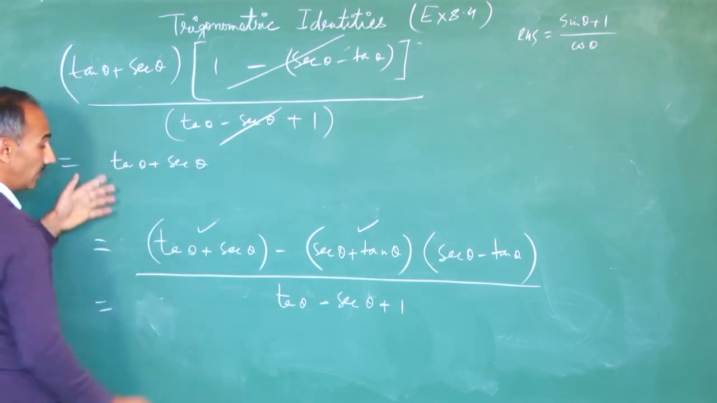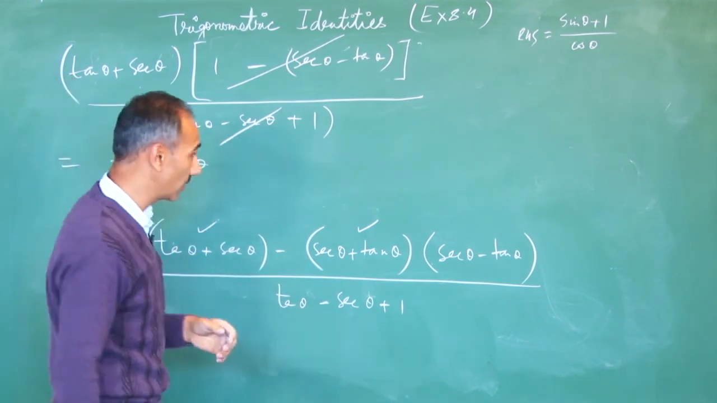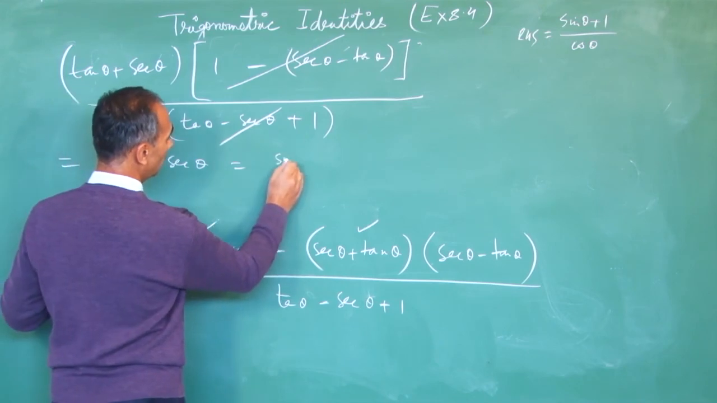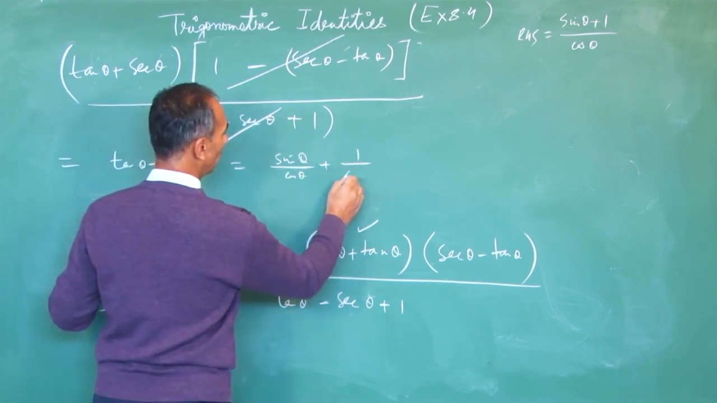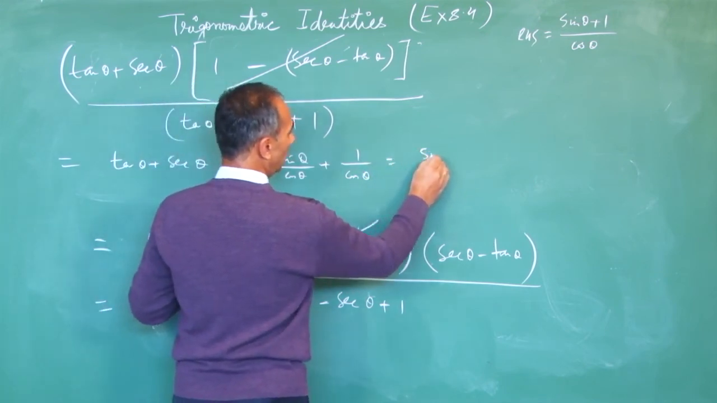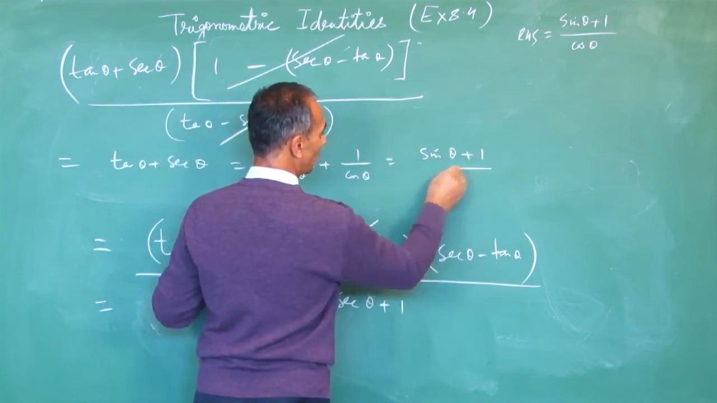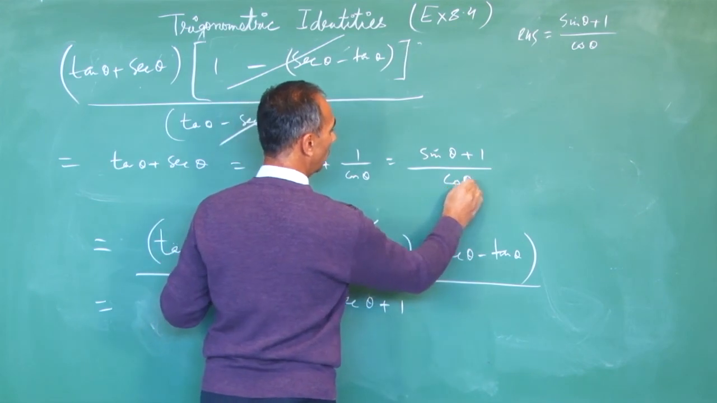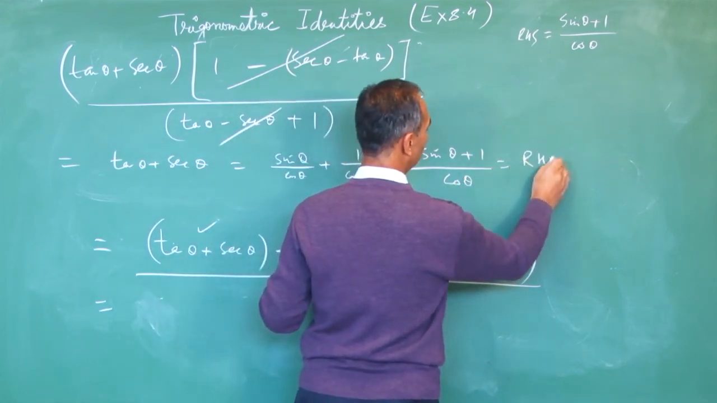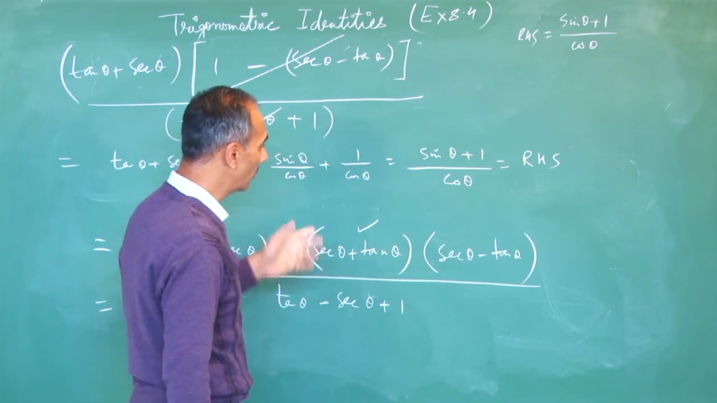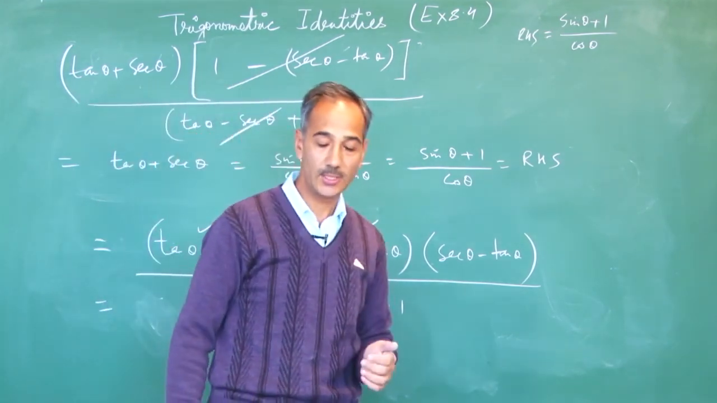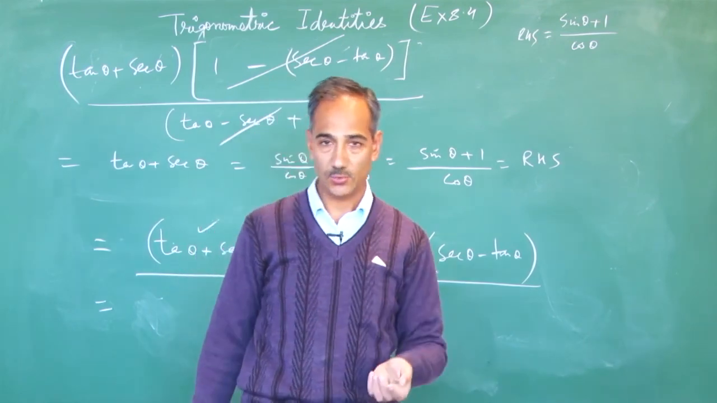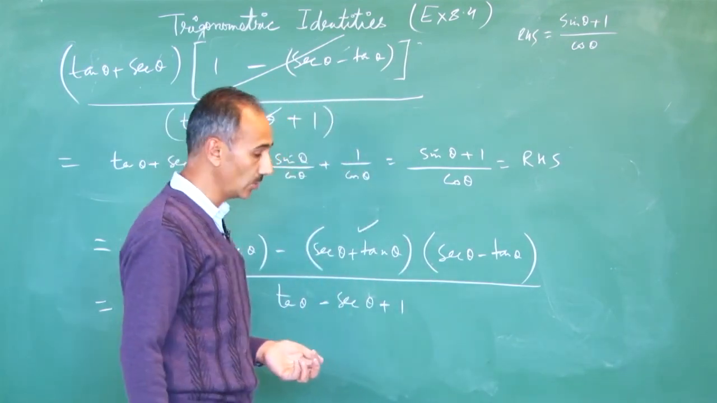You can have this as an answer also, but if you express it in terms of the basic T ratios, this will be sin theta by cos theta plus 1 upon cos theta. That is nothing but sin theta plus 1 upon cos theta. That is your right hand side. So we have proved that tan plus secant minus 1 upon tan minus secant plus 1 is nothing but 1 plus sine upon cos.